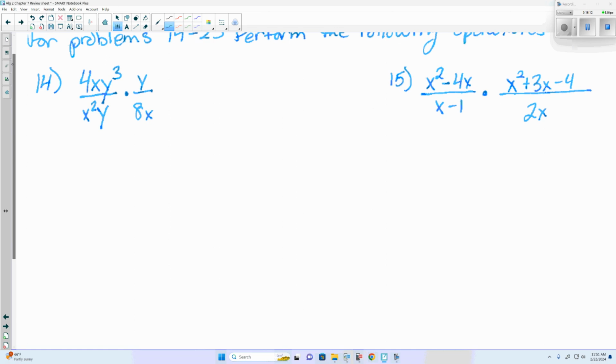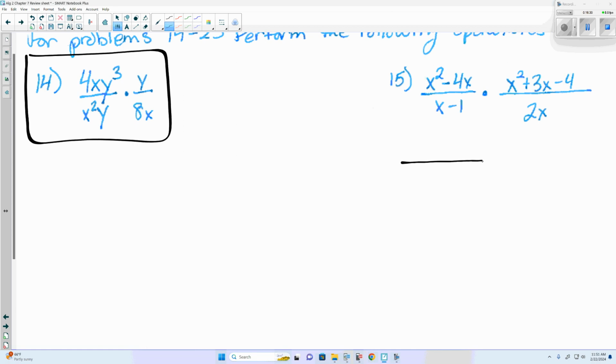Perform the operation and simplify if needed. 14, I did do 14 on the full video. We're not going to do it here, mainly because that one doesn't show up on the test. We are going to have multiplication. It's just not going to be single terms. We're actually going to need to factor, like number 15, where we have expressions that are factorable and then multiply.